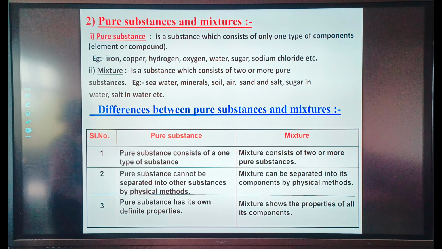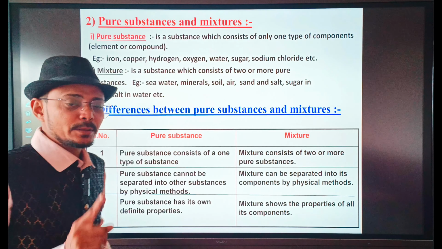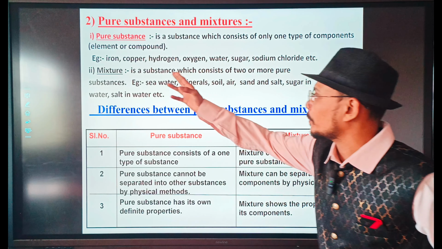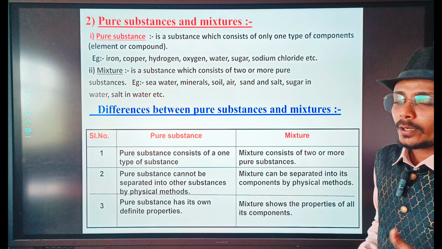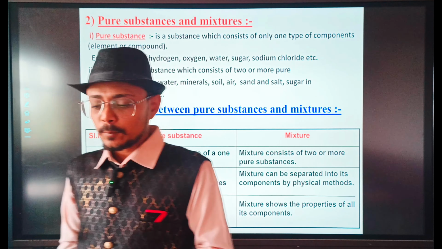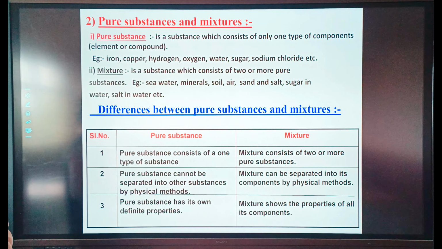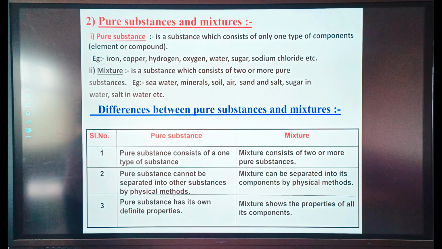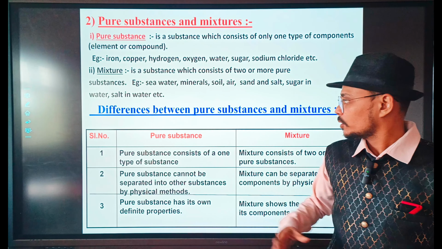A pure substance is a substance which consists of only one type of component. That means it will have only one type of component, which will be an element or a compound. For example, iron, copper, hydrogen, oxygen, water, sugar, sodium, chlorine, etc. We are talking about the next one. A mixture is a substance which consists of two or more pure substances. For example, sea water, minerals, soil, air, sand, salt, sugar in water, salt in water are different materials having more than two types of elements.